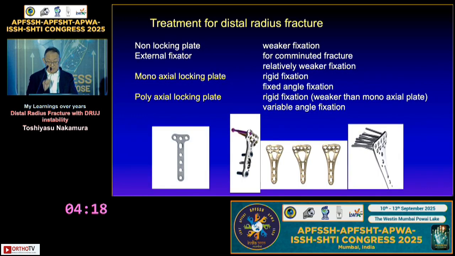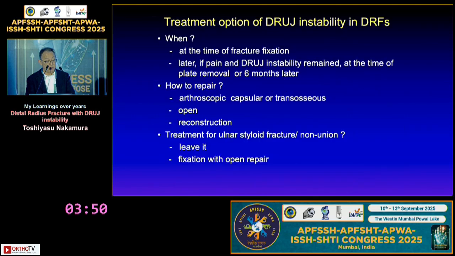For treatment of the distal radius fracture, normally we use a monoaxial or polyaxial locking plate, which is a rigid stabilization with fixed-angle or variable-angle fixation with a locking screw. The non-locking plate or external fixator is a relatively weaker fixation on the radius. Now everybody agrees that the volar locking plate is very useful for distal radius fracture treatment.